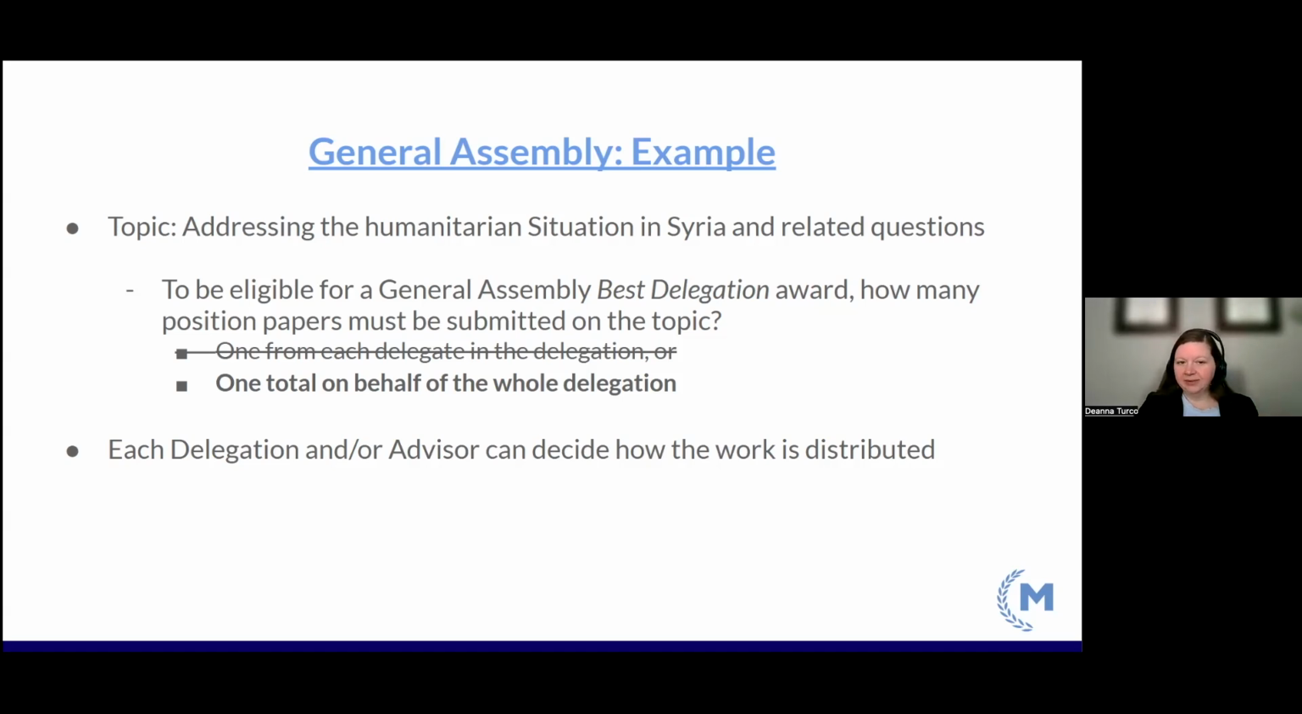Does everybody have an understanding of what will be required for the individual versus the General Assembly position papers? If you don't, please put that in the chat and we will make sure to go back through it for you.